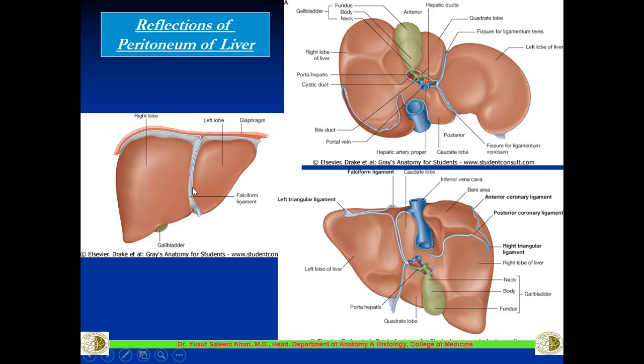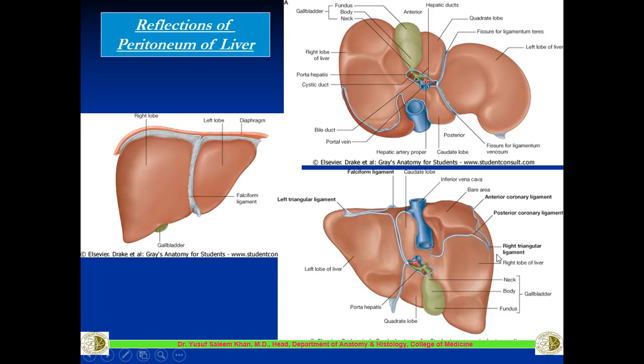So this is a part of the reflection which will be in contact with the anterior abdominal wall. This is called the falciform ligament. Then below we can see the fissure of the ligamentum teres, as well as the fissure for the ligamentum venosum, as well as a part of the peritoneum which is around the porta hepatis. So the whole of this liver is covered by the peritoneum, except a few parts where we can see the reflections of the peritoneum.